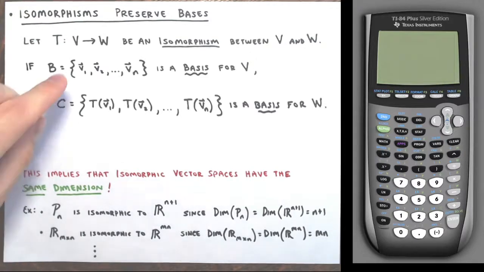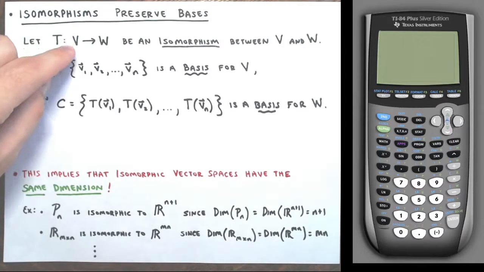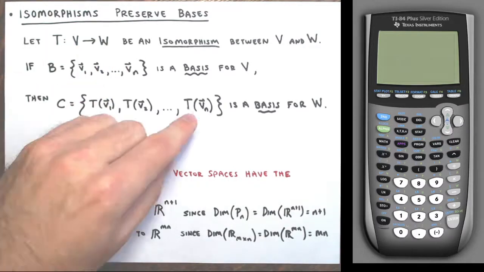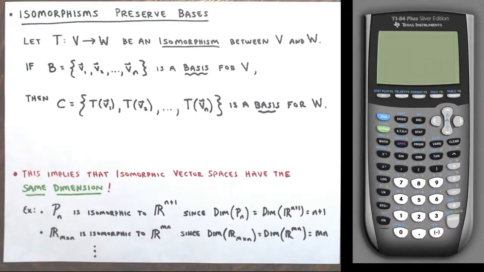Right? And that also implies to me that if the dimension of the vector space V is n, then the dimension of the codomain would have to be the same. So that's why this implies that isomorphic vector spaces have the same dimension. All right, and I have just a couple of examples here. Pn, the set of polynomials of degree n or less, has dimension n plus 1. So that would be isomorphic to the Euclidean space with n plus 1 components, R^(n+1). Both have dimension n plus 1. As we saw earlier, P2 was isomorphic to R3.